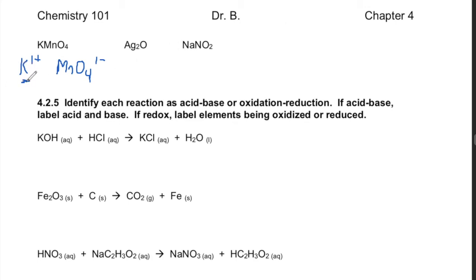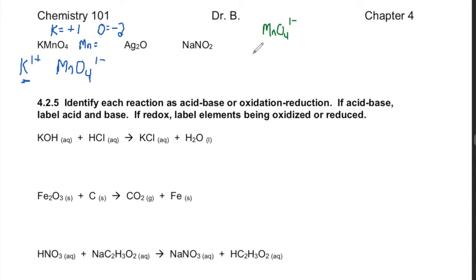The potassium is relatively straightforward. It's a +1 because it matches the charge on that potassium ion. So in this compound, potassium has an oxidation number of +1. We also know that oxygen has an oxidation number of -2. And so now we just have to figure out what manganese has.